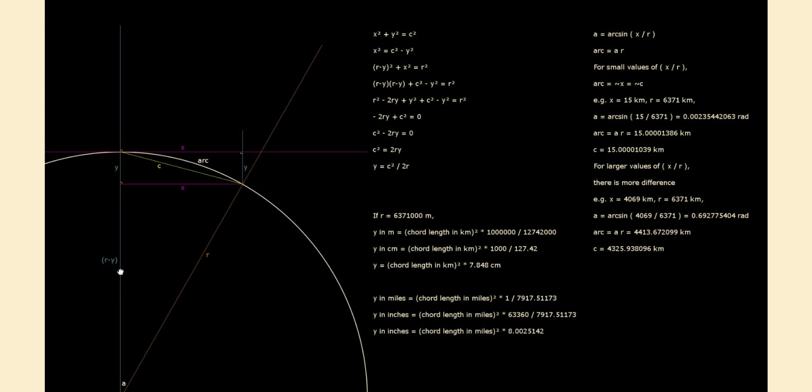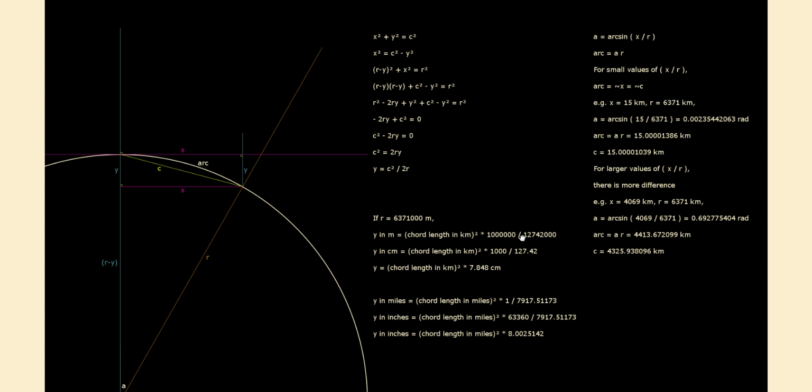Y in meters is the chord length in kilometers, because people tend to do distances in kilometers, squared, times a million, because we want it in meters, not kilometers, divided by 12,742,000. Divided by how much? Well, that's twice r, isn't it? 2r from up here. Diameter of the Earth. Well, twice the volumetric mean radius of the Earth. Might be the diameter of the Earth in many places, but not everywhere.